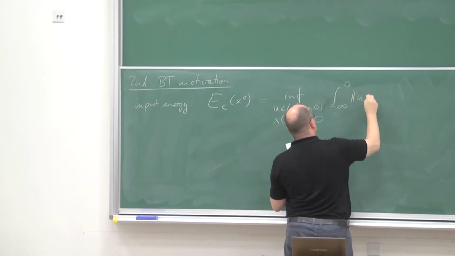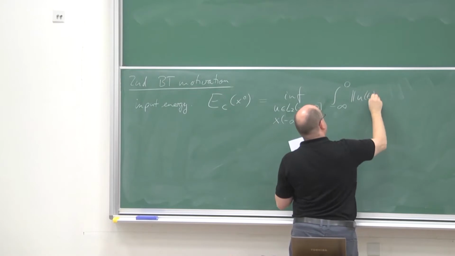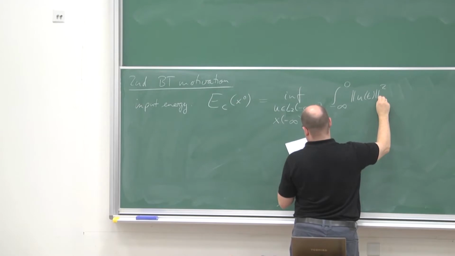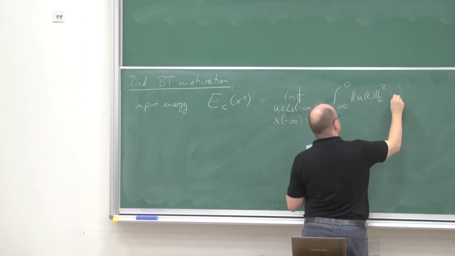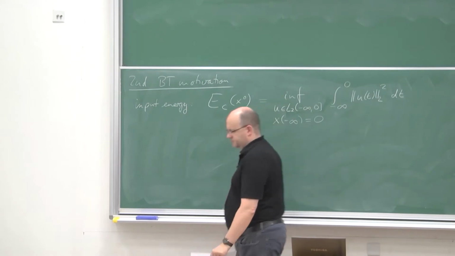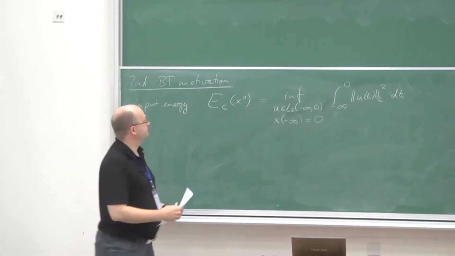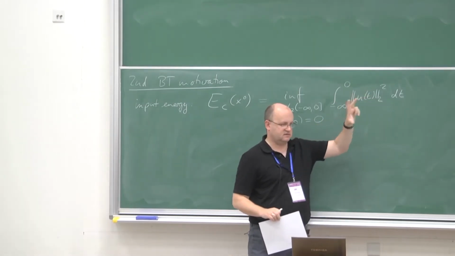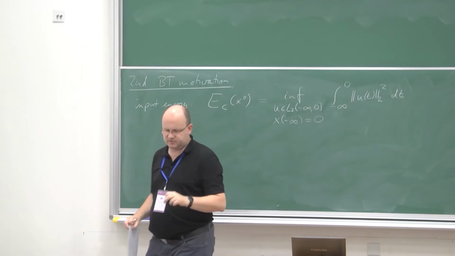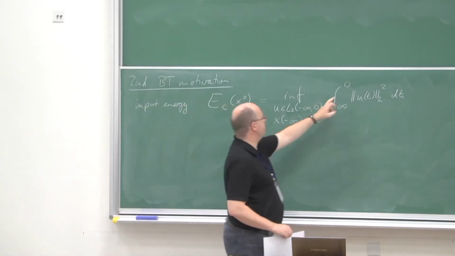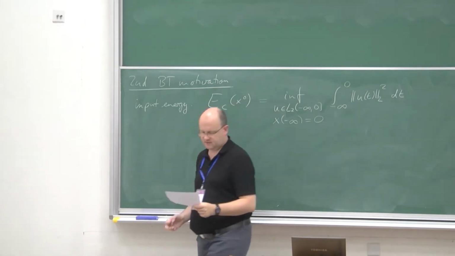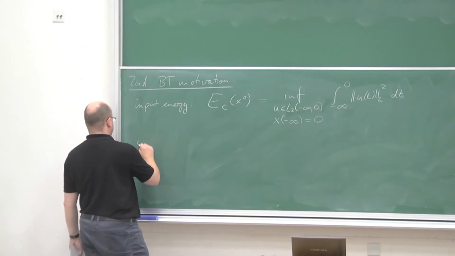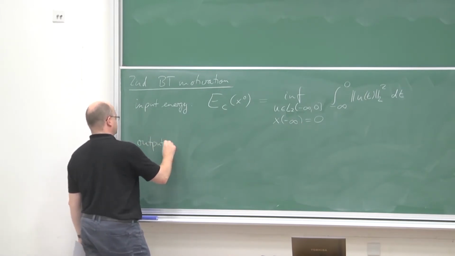And energies are usually squared. This is the Euclidean norm of the vector u, squared. So you take in every t that vector as a constant vector, take the usual Euclidean inner product, and square it, and then you integrate over the function that you obtain. So this is the input energy, and in the same way you can define the output energy.